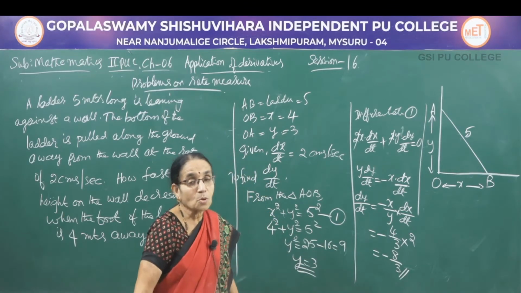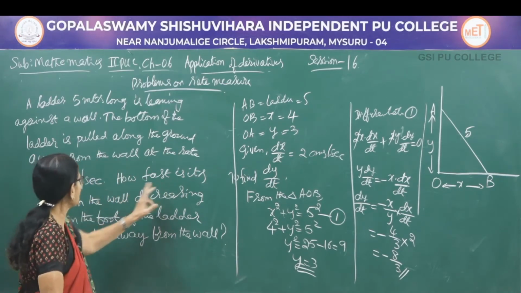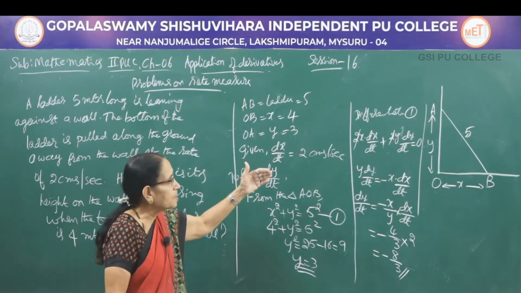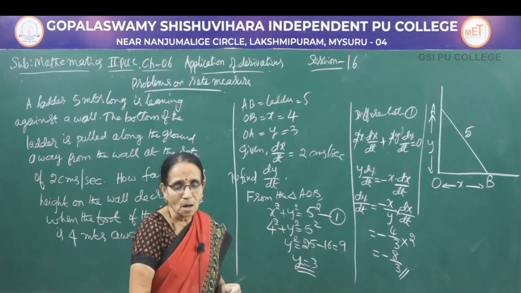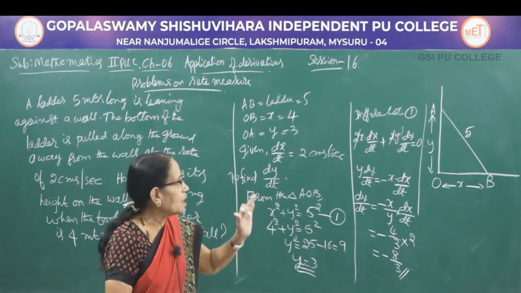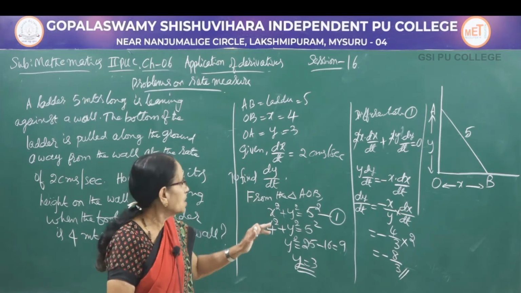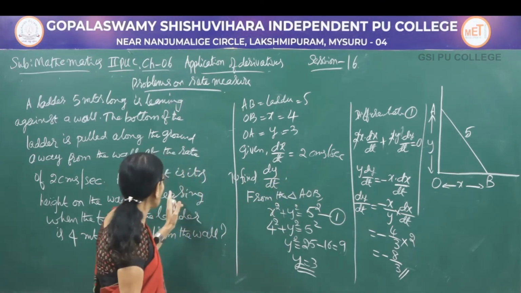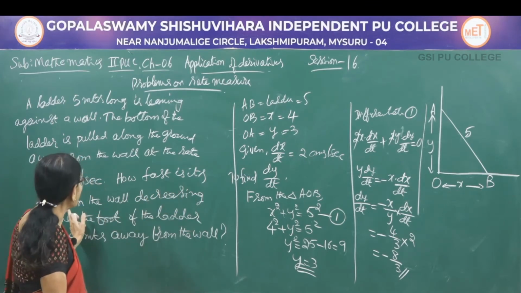So how do you write the answer? The upper end, how fast is its height on the wall decreasing, or you can use the word the upper end of the ladder is coming down at what rate? At the rate of 8 by 3. Don't write minus 8 by 3. The upper end is coming down at the rate of 8 by 3. What is the unit here? Centimeter per second. Okay.